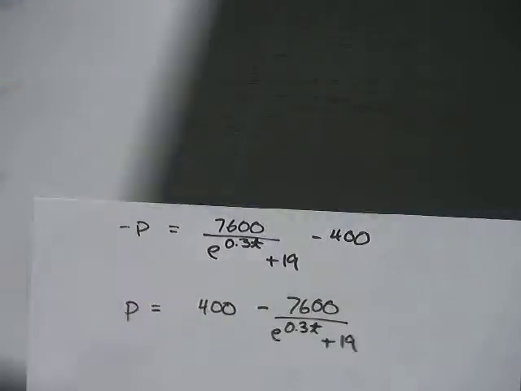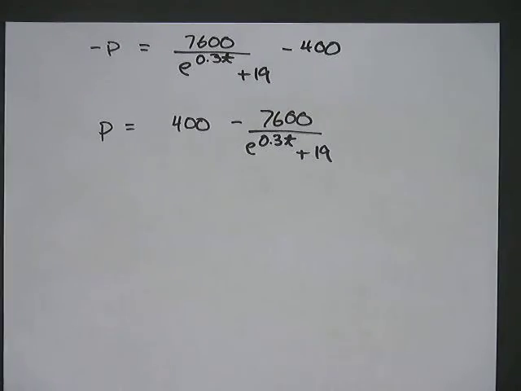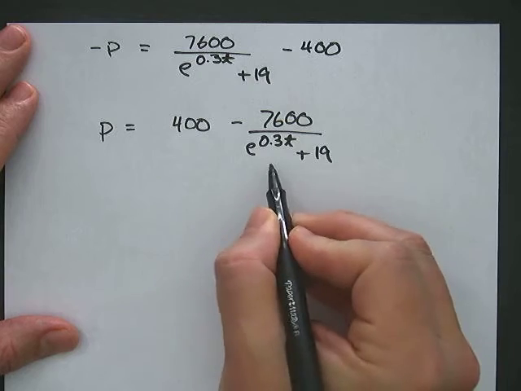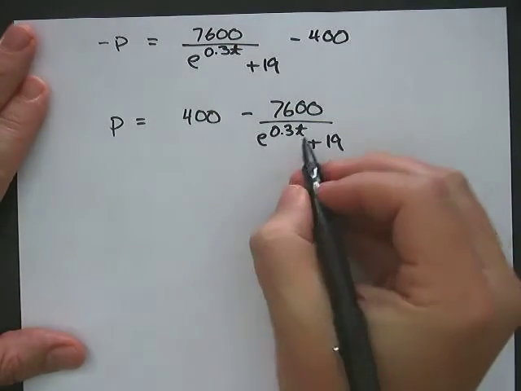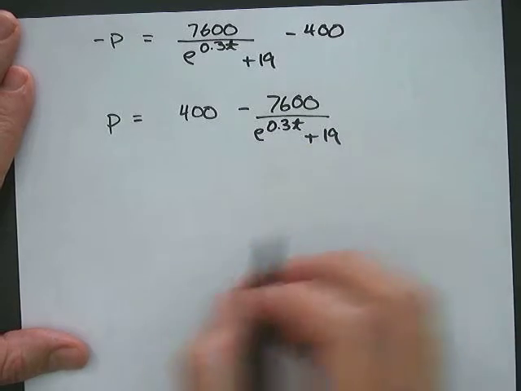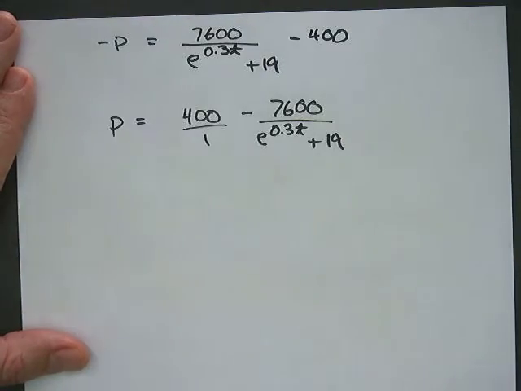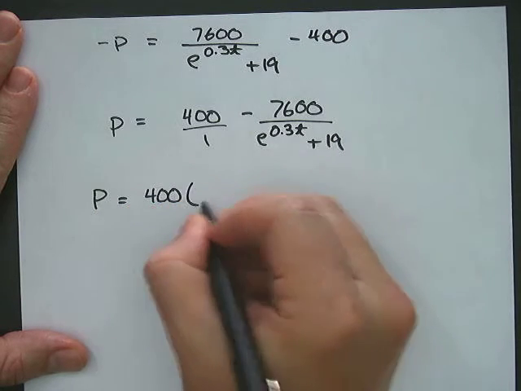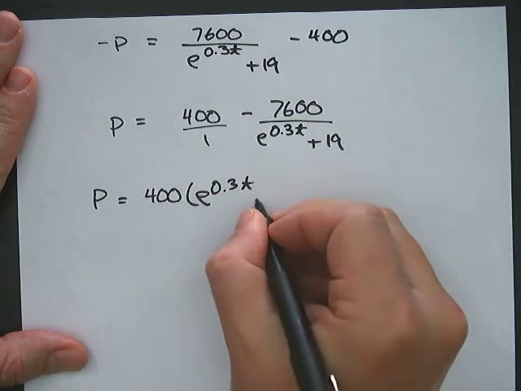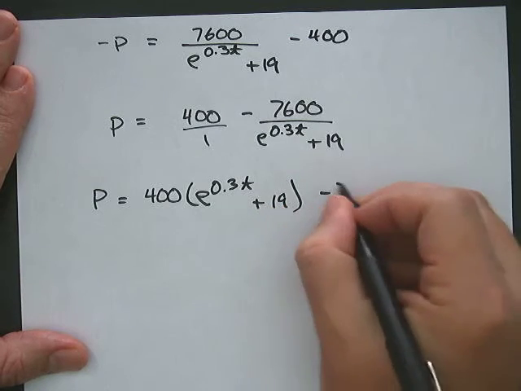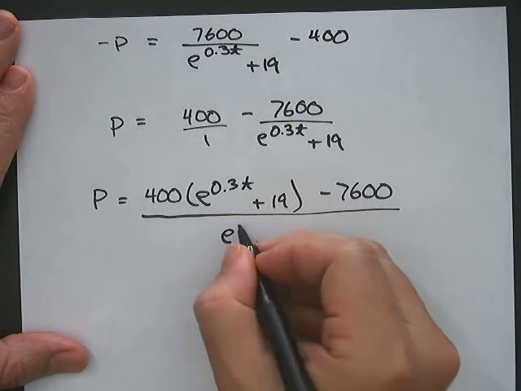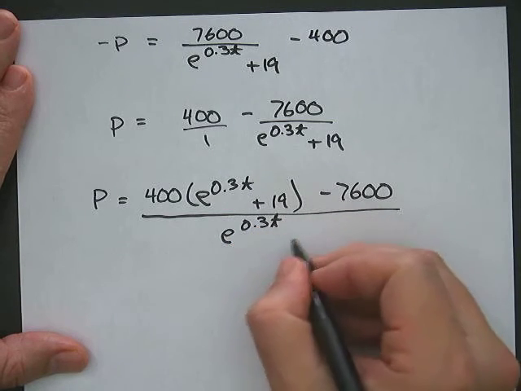Now, if your book or your instructor did this in a different way, they may come up with a slightly different answer. We can combine these if we want. The common denominator is e to the 0.3t plus 19. So I will multiply the 400 by that on top and bottom, because right now there's a 1. That gives me p is equal to 400 times e to the 0.3t plus 19 minus 7600, all over the denominator of e to the 0.3t plus 19.